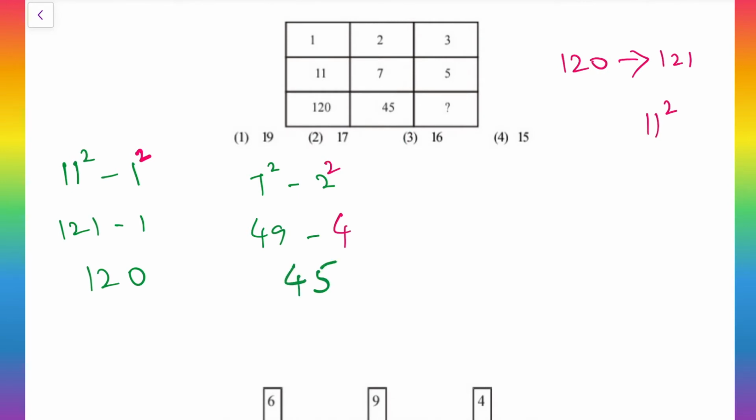So the logic is second number square minus first number square. Okay, the third column, if we apply, second number 5 square minus first number square 3 square. 5 square 25 minus 3 square 9, 25 minus 9 is 16. So the missing number is 16.